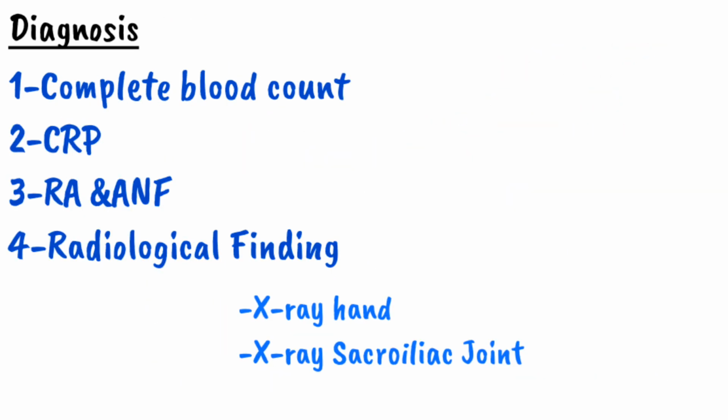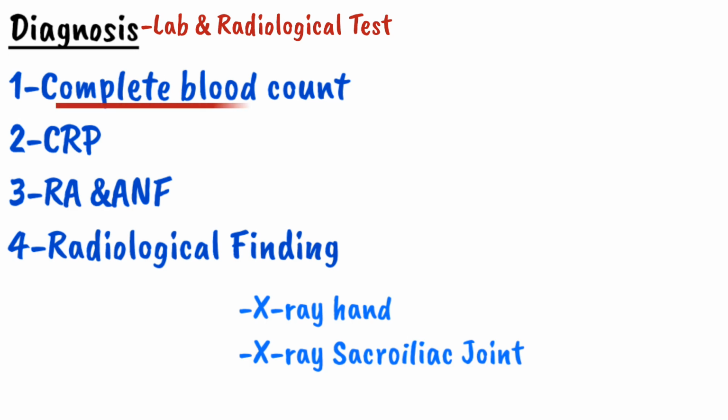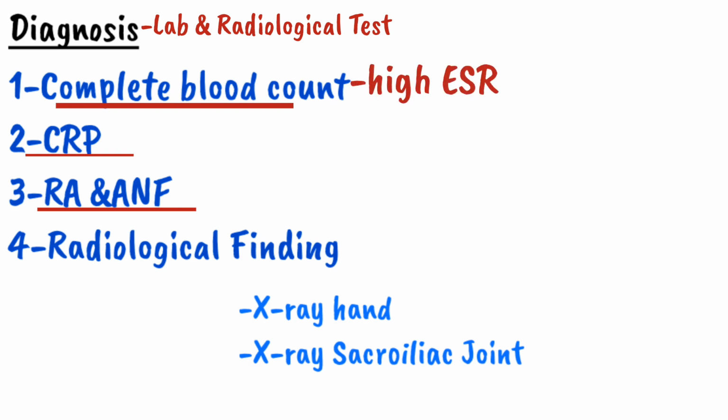Apart from CASPAR criteria, there are some laboratory and radiological tests which can be performed for diagnosis of psoriatic arthritis. It includes CBC, CRP, rheumatoid factor and ANF. Remember that the CBC will show high ESR and the CRP will also be raised, but this is usually raised in active disease. The rheumatoid factor and the ANF will be negative.